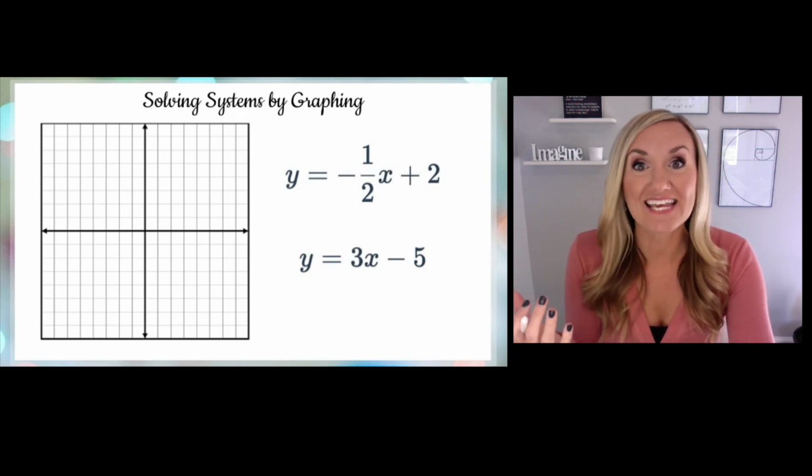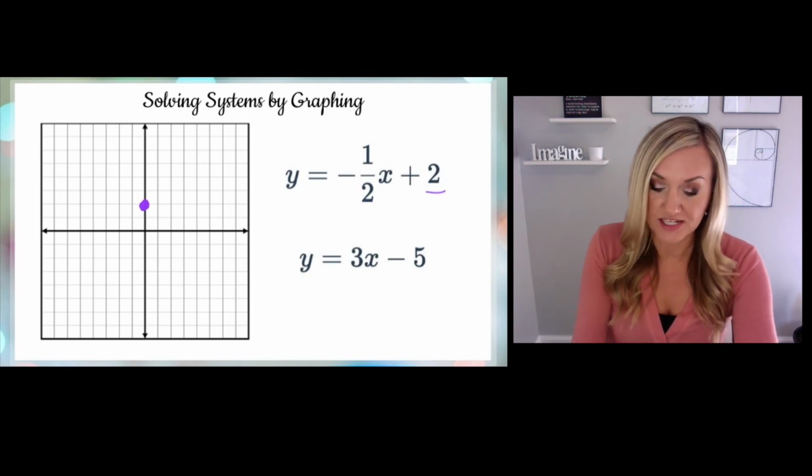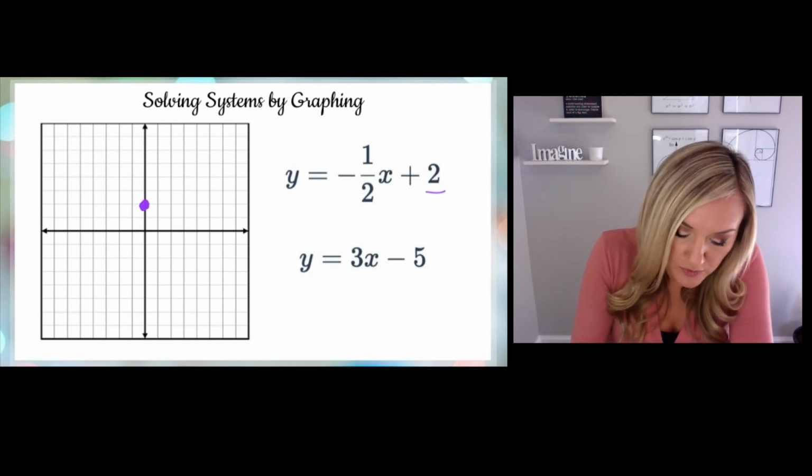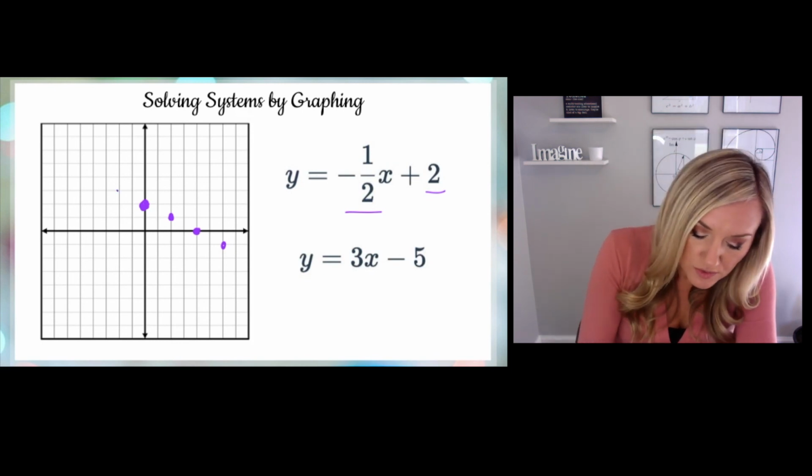All right, guys, let's see how you did. So I'm going to go ahead and plot my y-intercept of +2, and then I'm going to go down 1 to the right 2, down 1 to the right 2. I'm going to use my slope of -1 over 2 to form my line here. Up one.